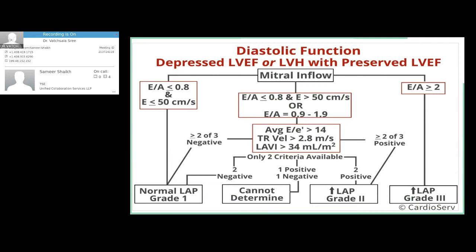The numbers are the same. The average E/E' ratio more than 14, the TR velocity more than 2.8, and the indexed left atrial volume of 34 ml per meter square. If two of these criteria are present, then it is grade 2. If only one criterion is present, then you are not able to assess whether it is grade 2 or not. But if none is present and you still have this E/A ratio, then it is grade 1. So these are the two algorithms that we will be applying to some of the cases in the subsequent slides.